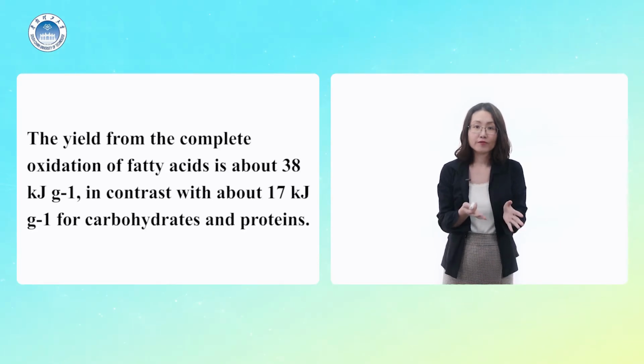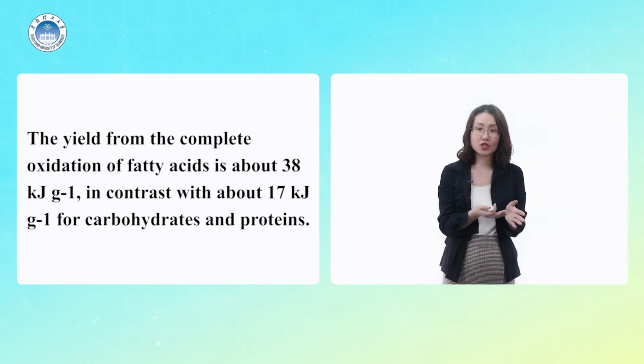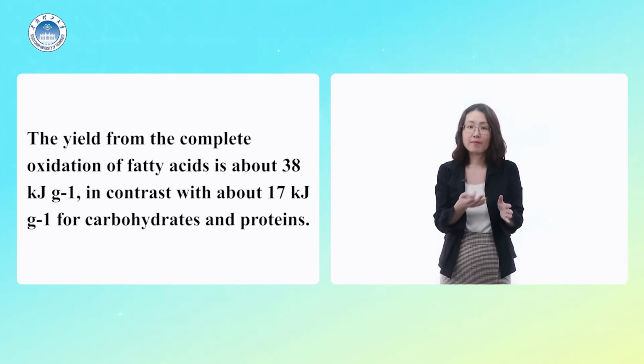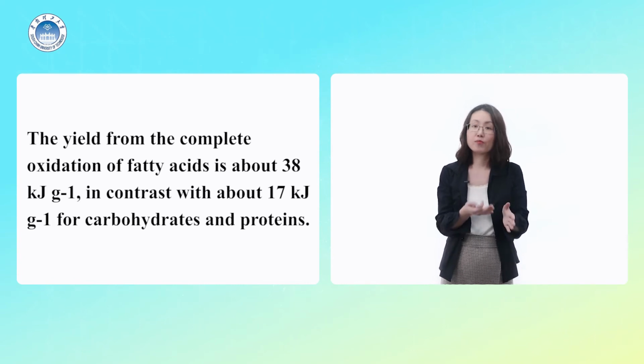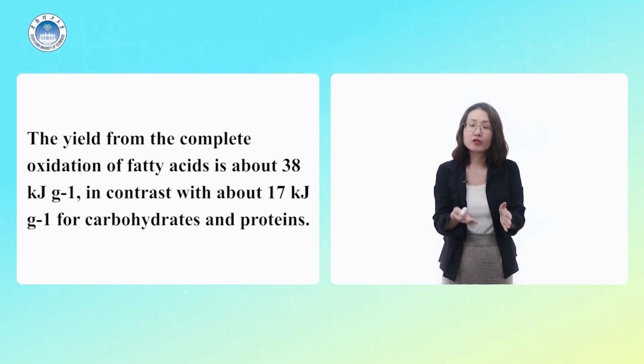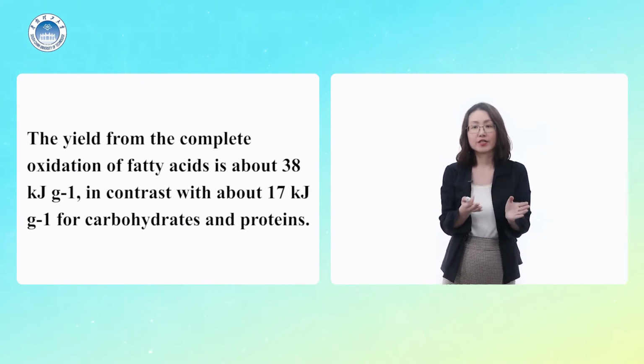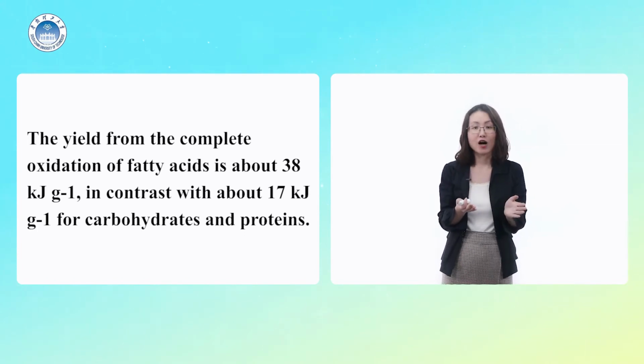The yield from the complete oxidation of fatty acids is about 38 kJ per gram, in contrast with about 17 kJ per gram for carbohydrates and proteins. The basis of this large difference in caloric yield is that fatty acids are much more reduced than carbohydrates or proteins.